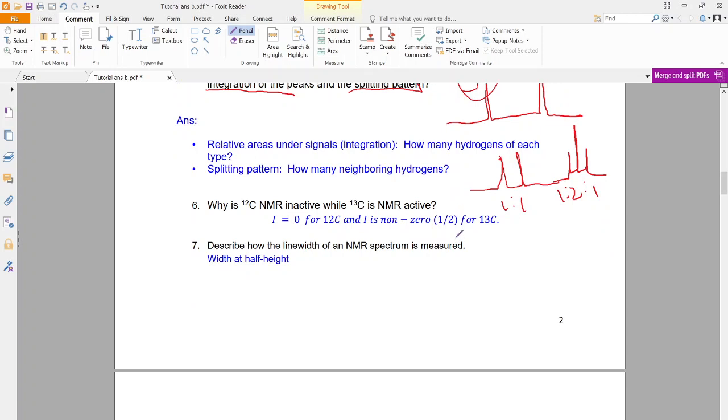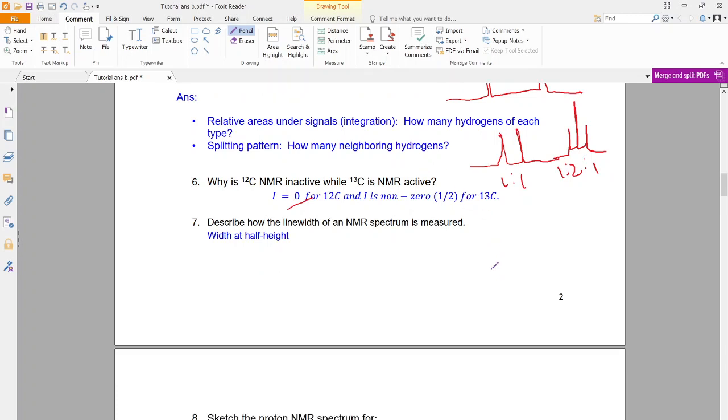why is carbon 12 NMR inactive while carbon 13 is NMR active? Clearly, as we have seen before, it's due to the spin number, because the spin number for carbon 12 is 0 and it's non-zero, or 1/2, for carbon 13. So once you have a non-zero value for this spin number, it is going to be NMR active.